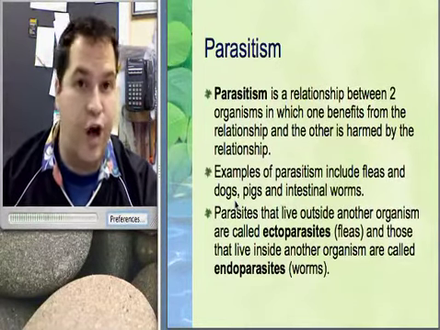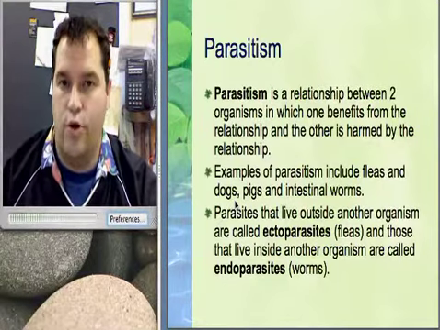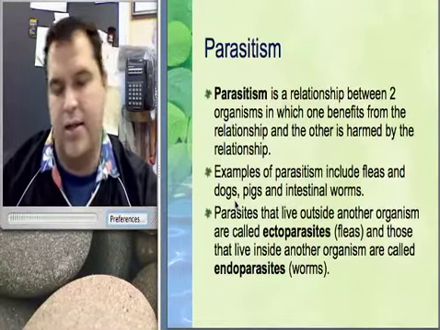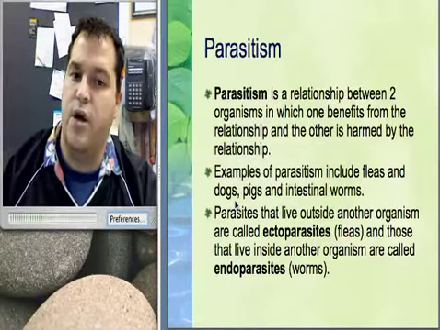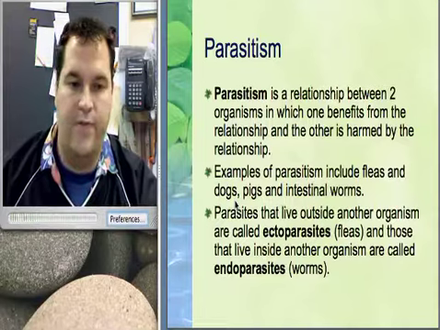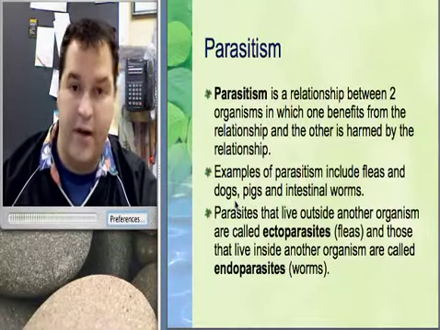A flea and a dog, for example, is a parasite relationship, or intestinal worms to any organism, or a pig or something like that. Parasites that live on the outside of an organism are called ectoparasites. An example of that would be a flea. And those parasites that live on the inside would be endoparasites.